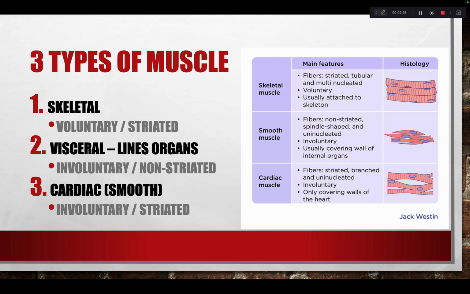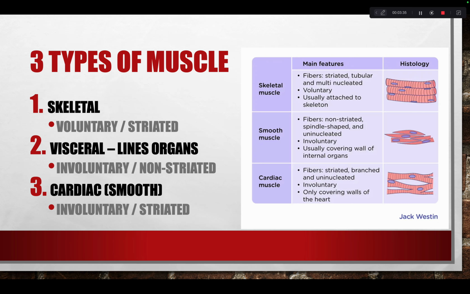Next, smooth muscle. Again, these fibers are non-striated, so you can kind of see they don't have those lines, right? They are spindle-shaped and uninucleated, so one nucleus per fiber. Involuntary, and they're usually covering the wall of your internal organs. So think of any of your organs and that smooth muscle. It's going to be a different type of muscle, obviously, from what your skeletal muscles look like and function.